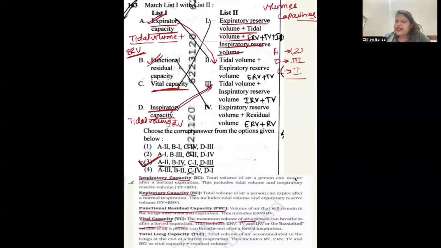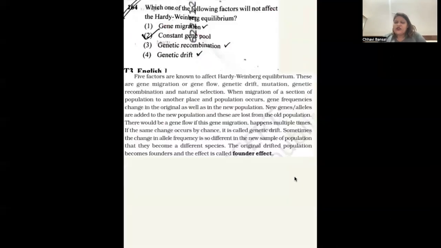Okay. Next is from evolution. In this paper, we have got many questions from evolution. This is one from Hardy-Weinberg equilibrium. What do we understand about Hardy-Weinberg equilibrium? It means if no big change is brought about in the species or population, then over the generations the proportion of the allele frequency remains the same, right? It means the population is in equilibrium. That is Hardy-Weinberg equilibrium.